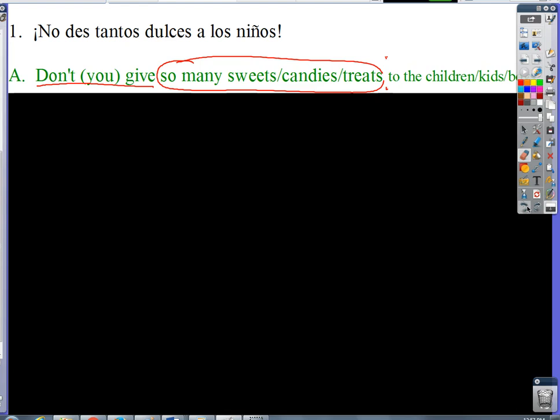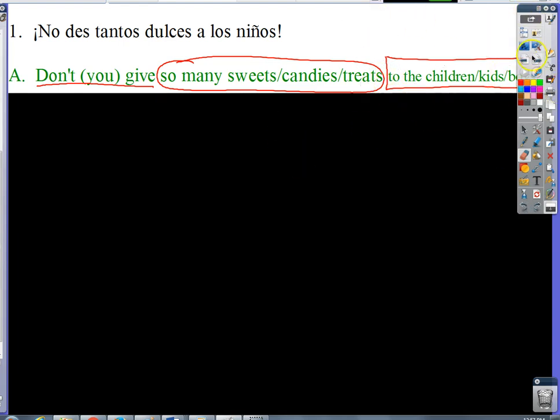But anyway, I have a lot of students that don't know what to do with so many, and they don't circle it. But if I ask who or what's being given, it's so many sweets, treats, or candies. Just like if I was saying that someone was giving away red trucks. Who or what's being given? Red trucks. Red would be a part of the direct object information. To find out the indirect object, I ask to or for whom. To or for whom? The answer is to the children, kids, or boys, and I circle all of that information.